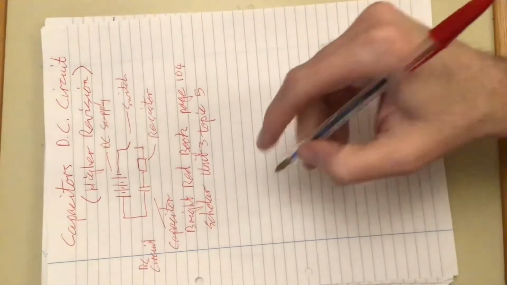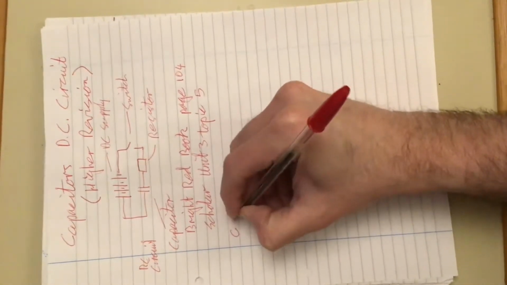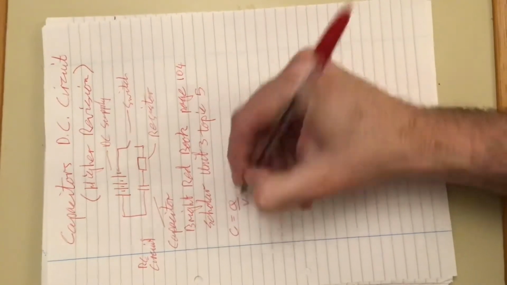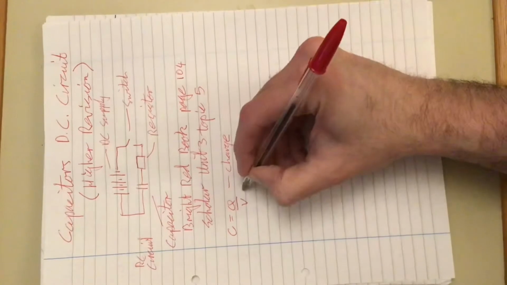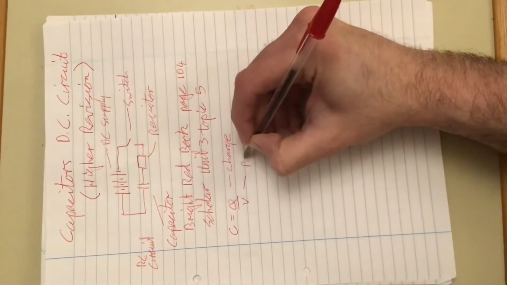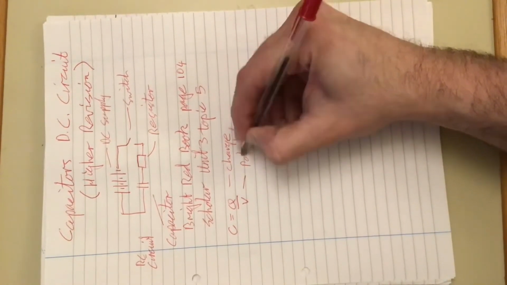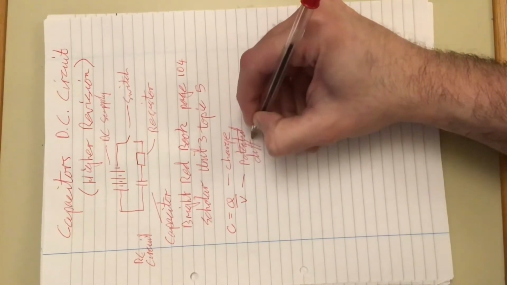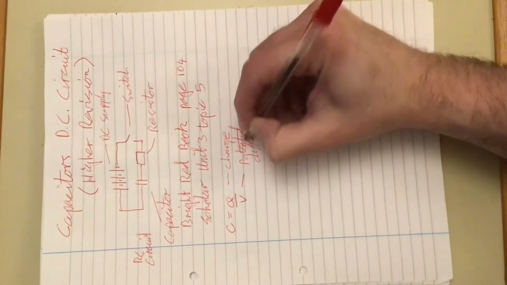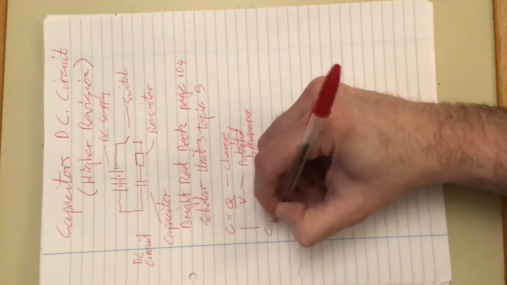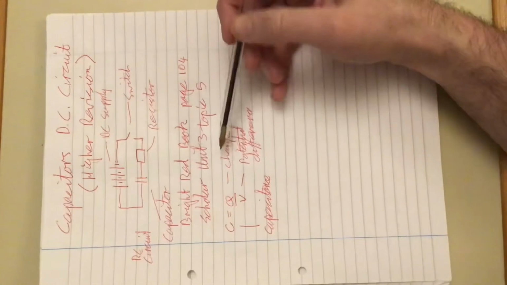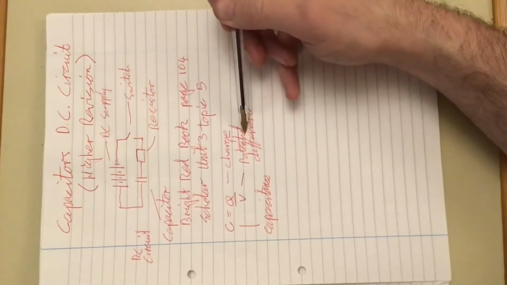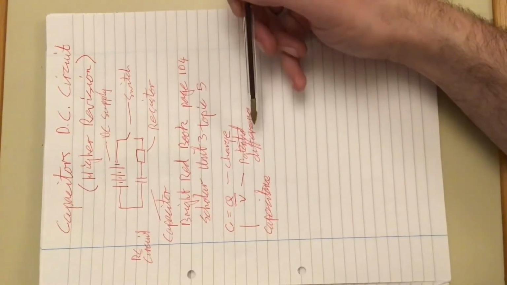The first two equations that we should know relevant to capacitors are these two. C equals Q over V, where Q is the charge stored on the capacitor, V is the potential difference across the capacitor, and C is the capacitance. And that's our definition of capacitance. The capacitance is the charge stored divided by the potential difference that's required to store that charge.